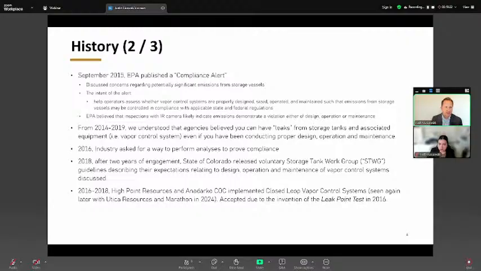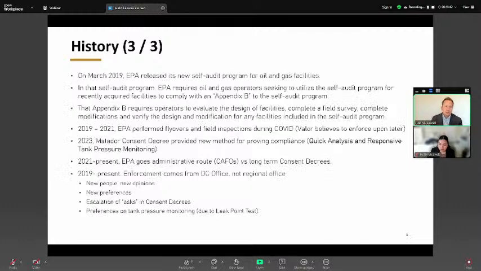And then basically Colorado in 2018, 4 years after that consent decree, started this storage tank work group, which was a voluntary group, and guidelines that operators could voluntarily use to control these emissions. So then in 2019, EPA issued a new self-audit program for oil and gas facilities, and that allowed operators to kind of have a free pass to look at problematic facilities without concern of getting notices of violations from the EPA, where they're actively working on it.